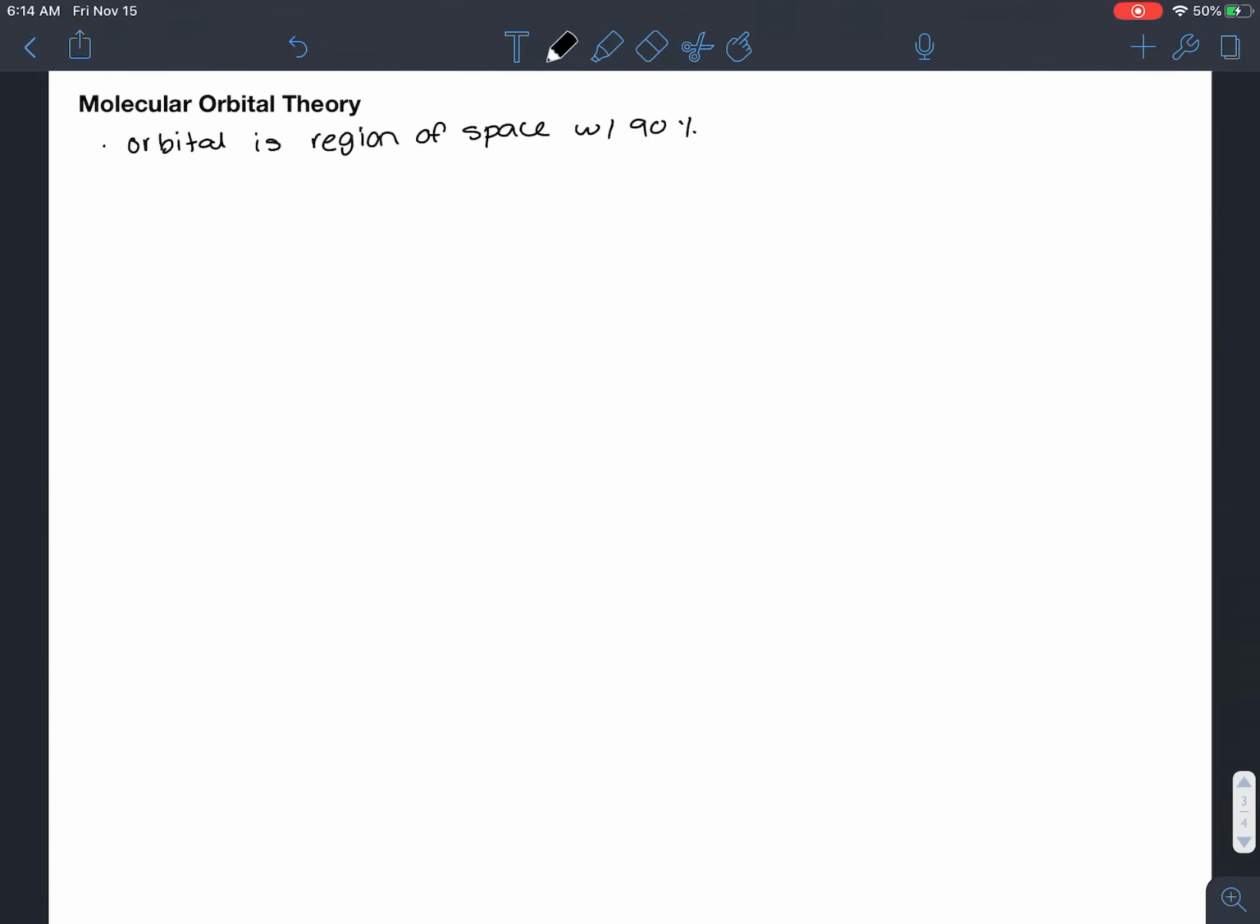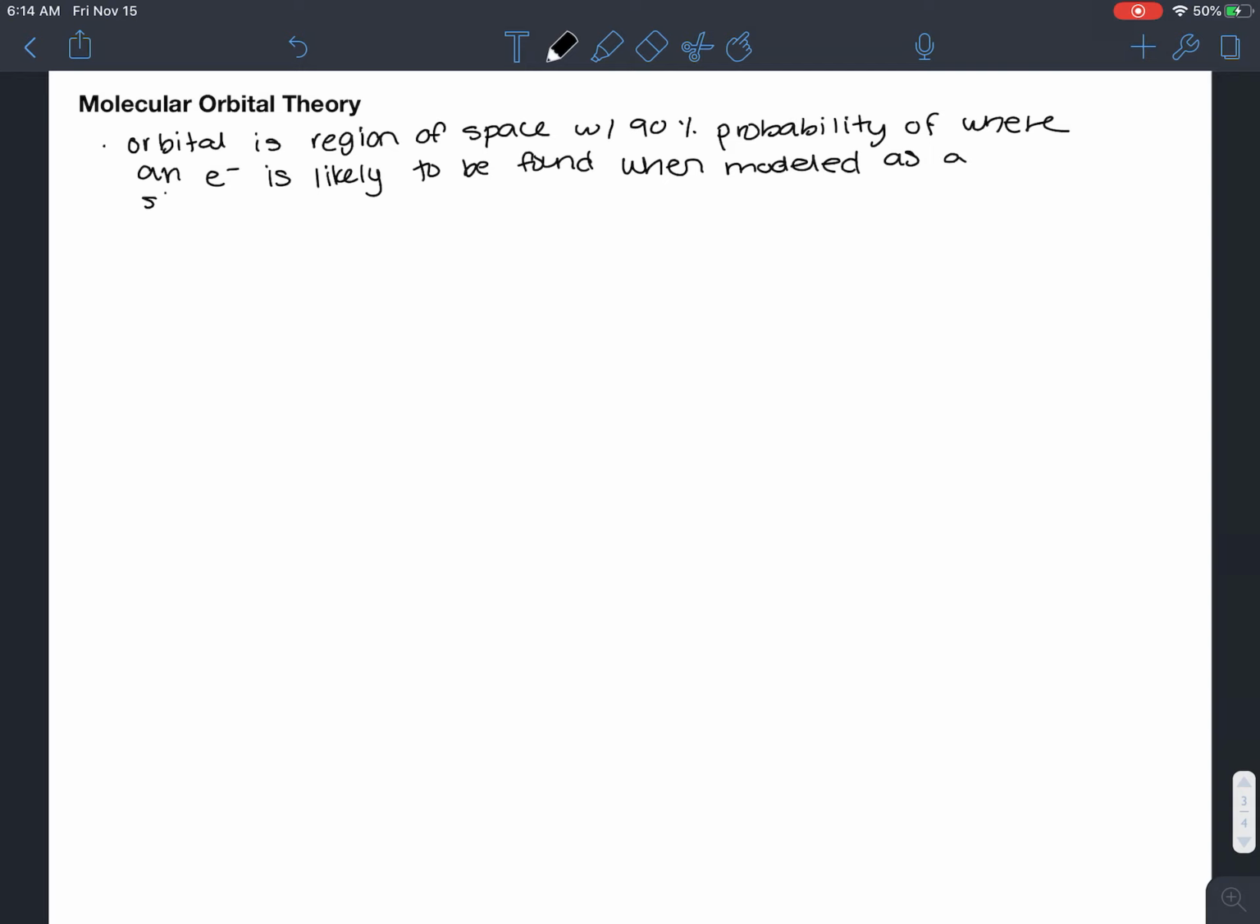A region of space with, let's say, a good chance of 90% probability of where an electron is likely to be found. And now here's the key. When modeled as a standing wave around the nucleus.